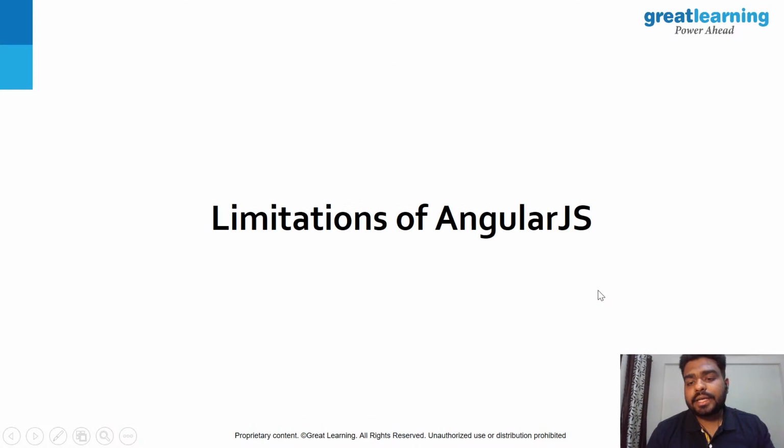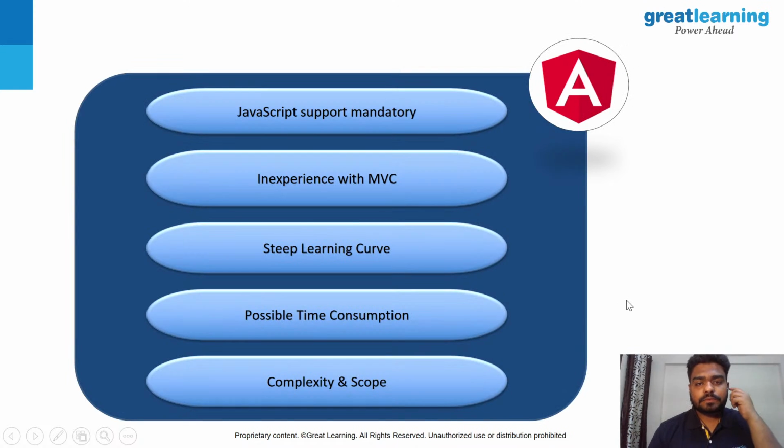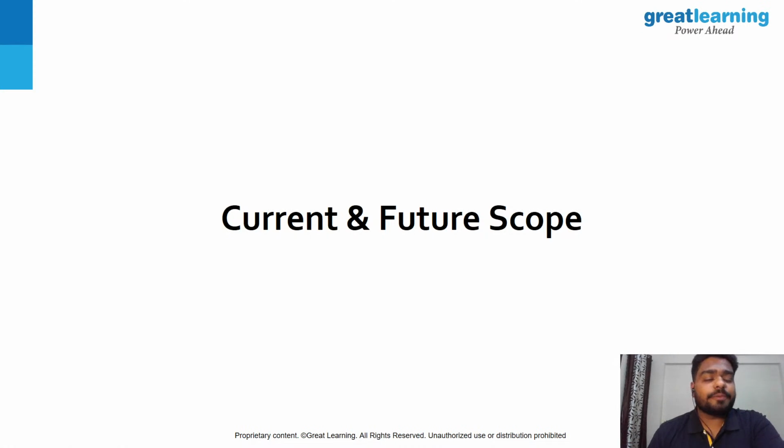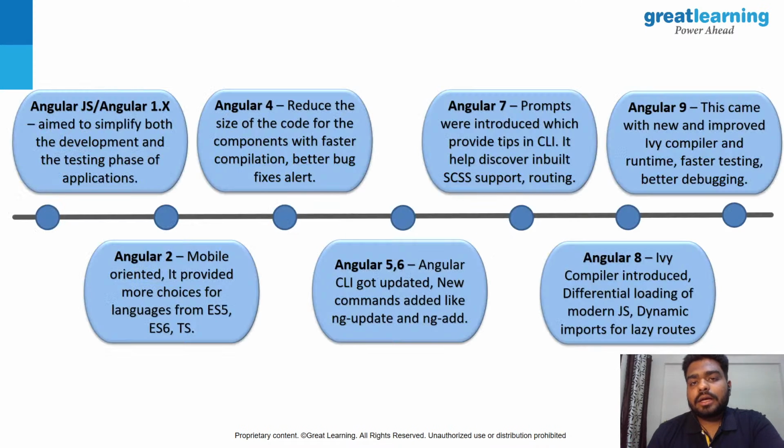Okay, let's quickly go to a very important topic, which is the current scope and future scope, which most of you are asking me about, right? Now, when you talk about current scope, you can see most of the companies are using AngularJS, right? Why are they doing that? Have a look at the history of versions which came. AngularJS, which is also called Angular 1.x, aimed to simplify both the development and testing phase of applications. So it's an approach towards a framework which is very simple when you are designing a single web page application. And that is what people are using now.